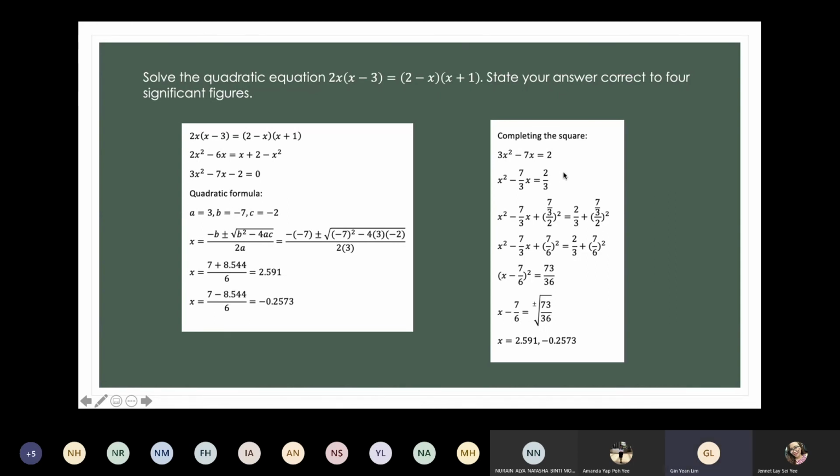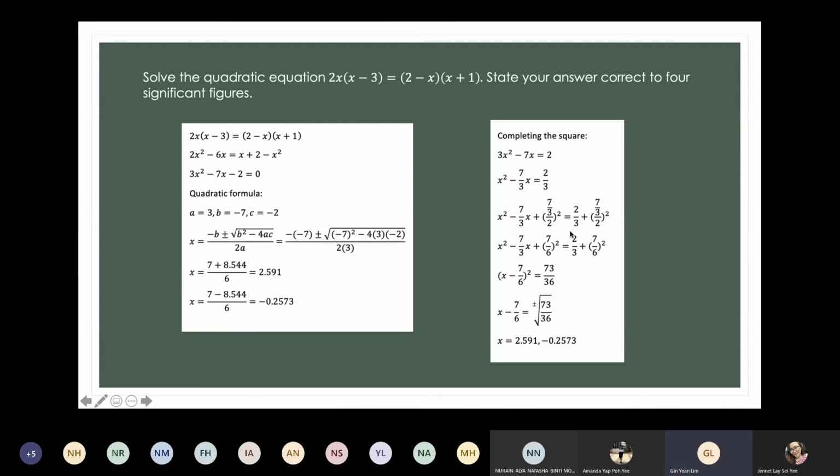Now next, you'll do the completing the square, where you get the middle value there, 7 over 3. You get 7 over 3 divided by 2, and you make it square. Then on the other side, you make it the same: 7 over 3 over 2, make it square. Why do you make the square for both sides?